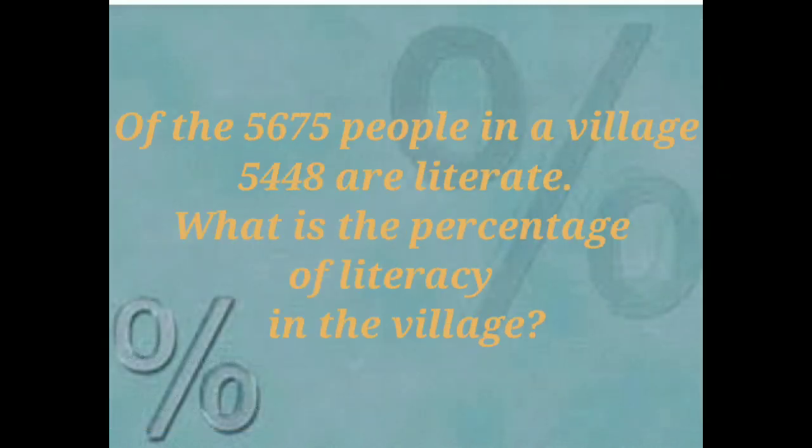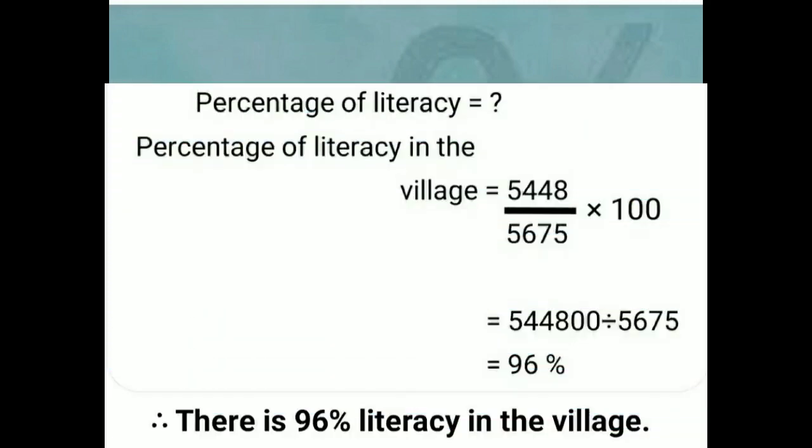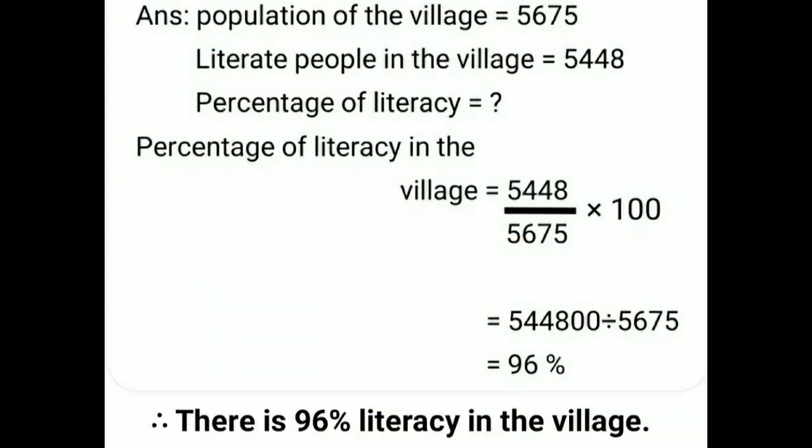Question 5. Of the 5,675 people in a village, 5,448 are literate. What is the percentage of literacy in the village? Now, to get to the answer, we'll have to begin by noting down the information that is provided to us. Divide the number of literate people in the village by the population of the village and multiply the fraction by 100, after which we get the answer 96, which is nothing but the percentage of literacy in the village. Therefore, there is 96% literacy in the village.